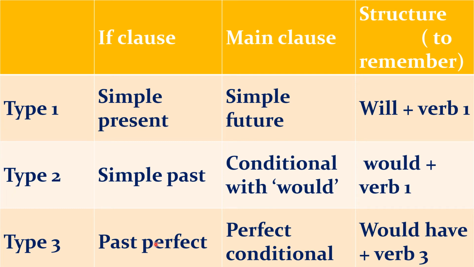Type 3: past perfect. If you see had plus past participle, past perfect. In the main clause, perfect conditional, that is would have, could have, should have plus V3. That is would have performed, would have visited, would have washed, like that.